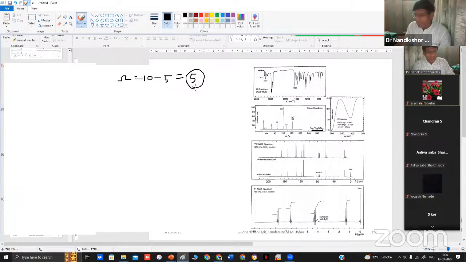Now, if the degree of unsaturation is more than 4, there are some tricks. If there is a degree of unsaturation of 5 or more, is the screen visible to all of you? The writing screen? Just comment, anyone.